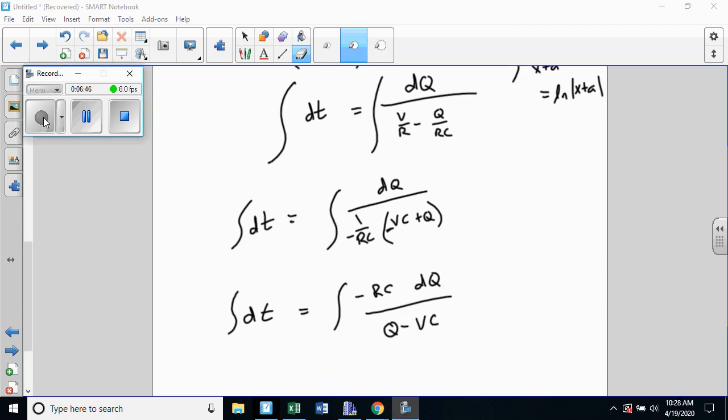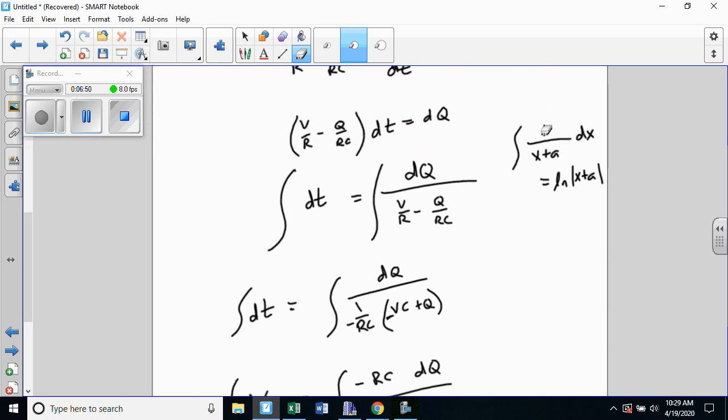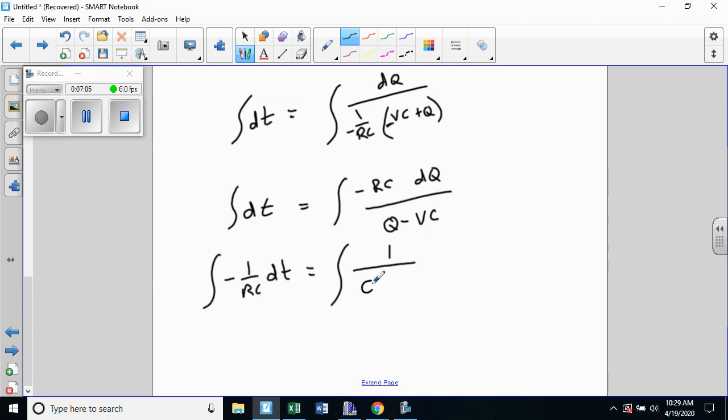Okay, and I'm almost ready to integrate, except I want it to look as much like this as possible. So I want that 1 in the numerator, and I'm going to achieve that by dividing by minus RC. So that gives us minus 1 over RC integral dt is equal to the integral of 1 over Q minus, and I'm going to write this now a little more suggestively as CV. Well, it looks like I'm ready to integrate, except that I haven't given you the integration bounds.